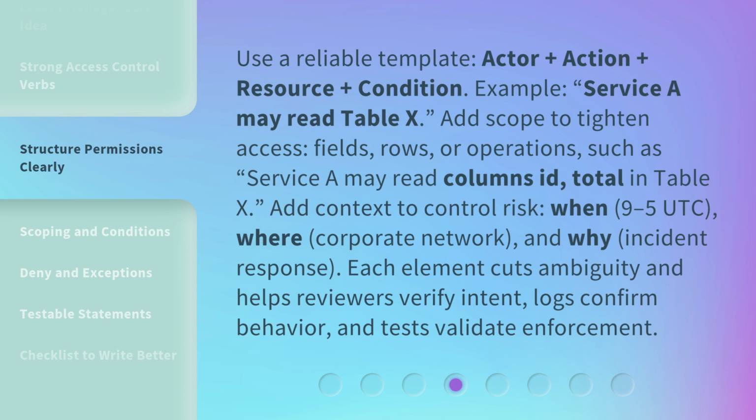Use a reliable template. Actor plus action plus resource plus condition. Example: Service A may read Table X. Add scope to tighten access, fields, rows, or operations, such as Service A may read columns ID, total in Table X. Add context to control risk. When, 9 to 5 UTC, where, corporate network, and why, incident response. Each element cuts ambiguity and helps reviewers verify intent, logs confirm behavior, and tests validate enforcement.